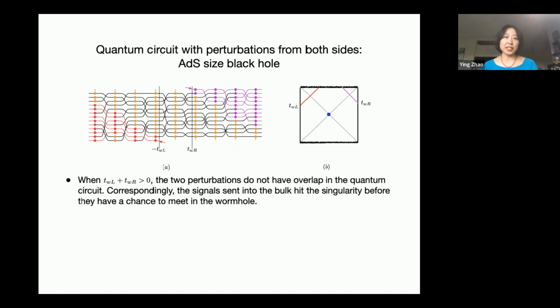What we're really interested in is gravitational interactions, when we have two signals. When you draw the quantum circuit, one signal comes in from the left, the other from the right. You make one perturbation grow to the left, the other grow to the right. Quickly you notice there are two possibilities. One is that you arrange the time such that there is no overlap between the two perturbations, no time in the circuit where both perturbations appear together. Correspondingly, the two signals will hit the singularity before they have a chance to meet.